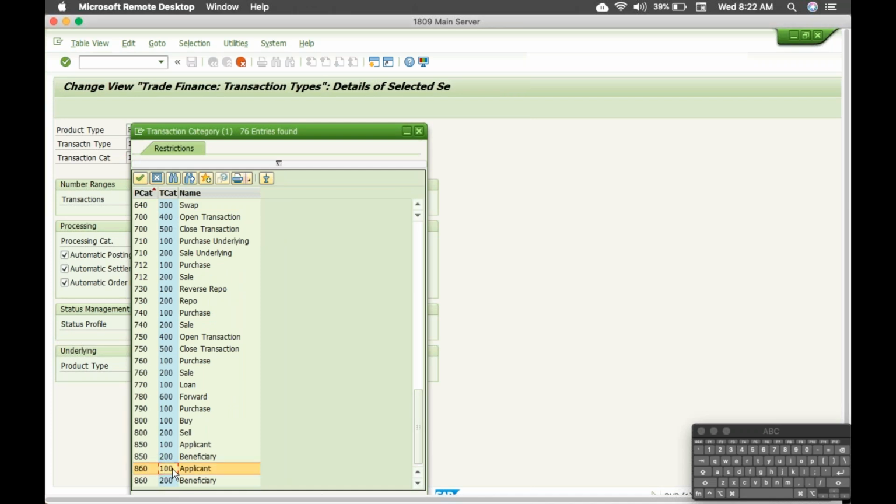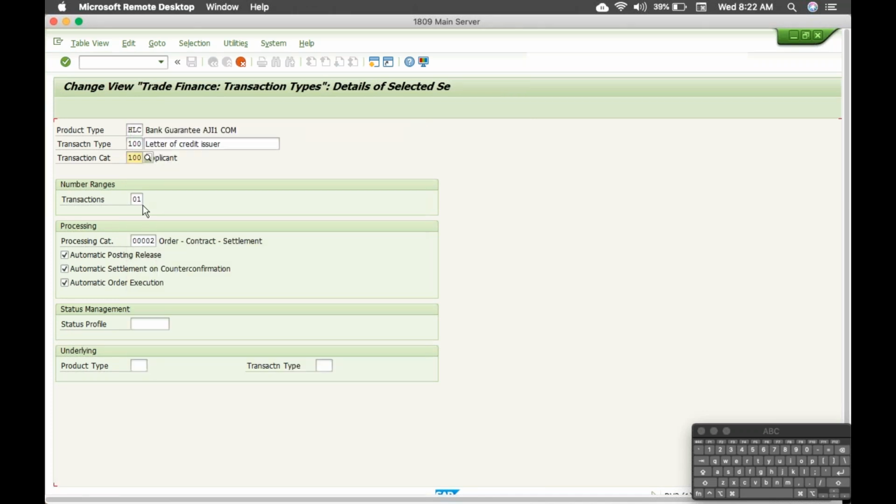Applicant. Transaction number range. Processing category. Like that. HLC 200, letter of credit receiver, beneficiary.